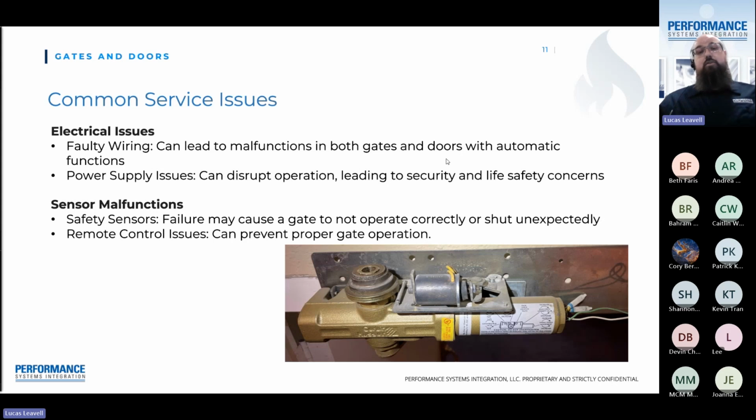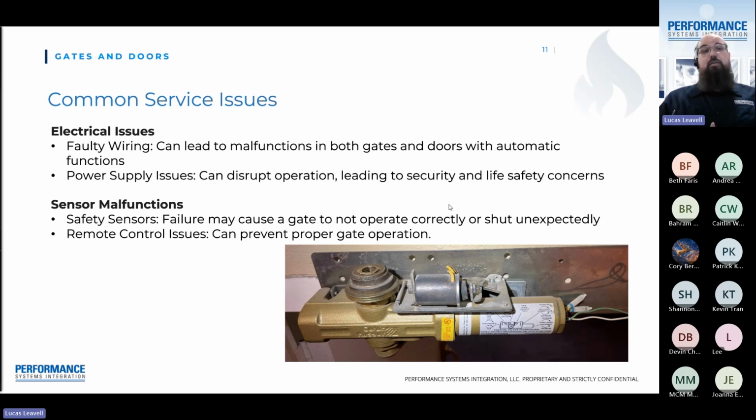Beyond general electrical issues, you can also have a sensor malfunctioning. That could either be in the form of a smoke detector that detects a fire and tells the fire door this closer is attached to close, or it could be the safety sensor that prevents the sliding door at your entryway into your main lobby from slamming onto a person as they're walking through.